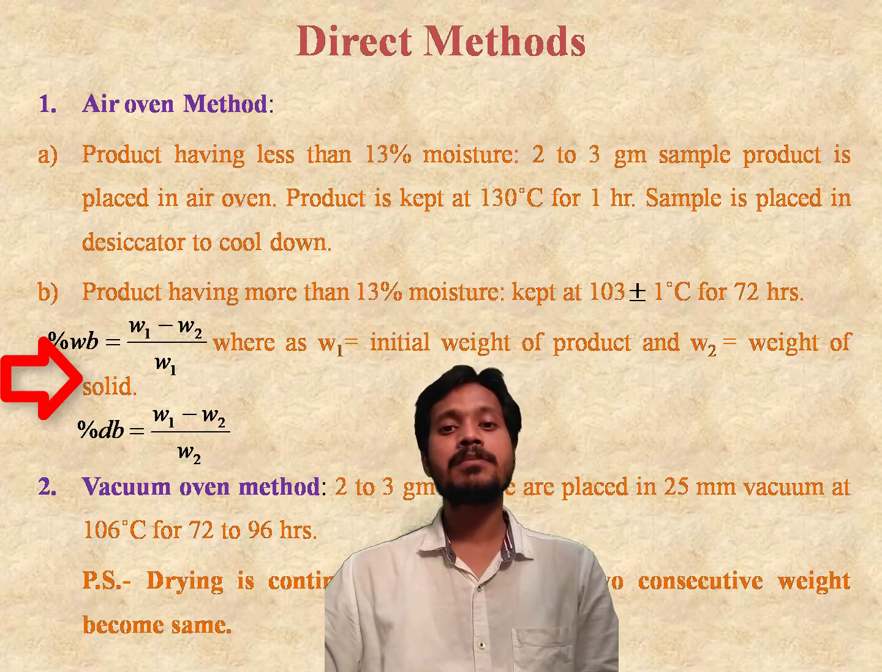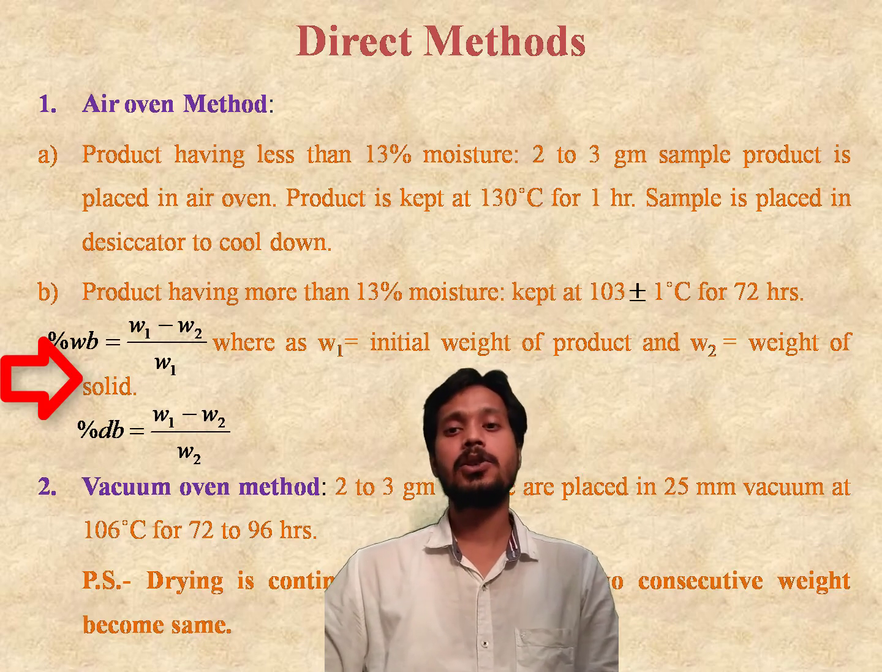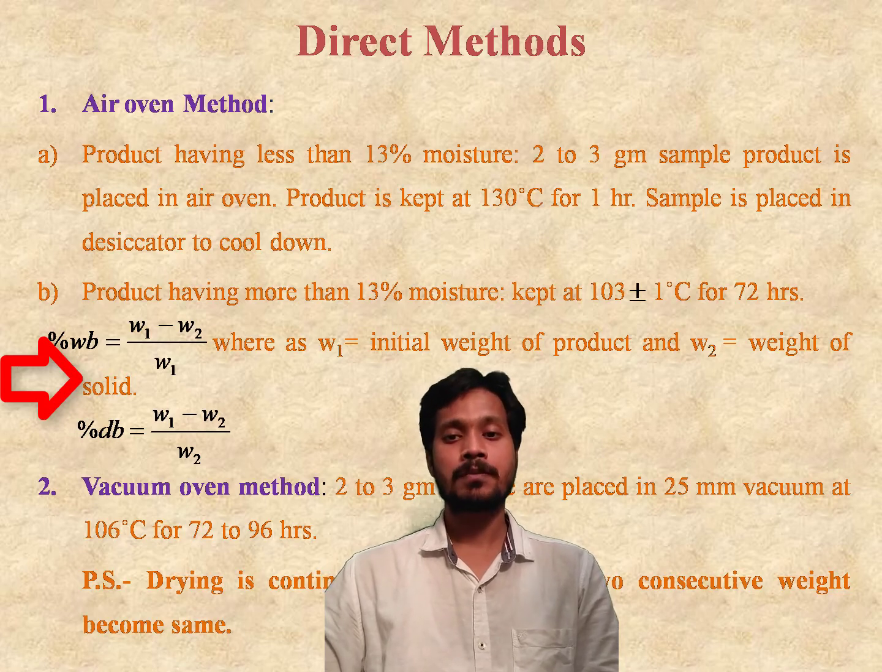And %dB, same, mass of moisture present in mass of solid. So I can write W1 minus W2 divided by W2.